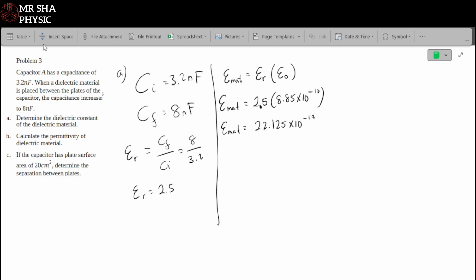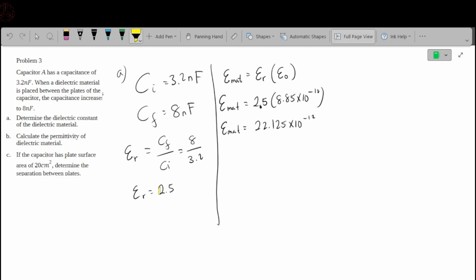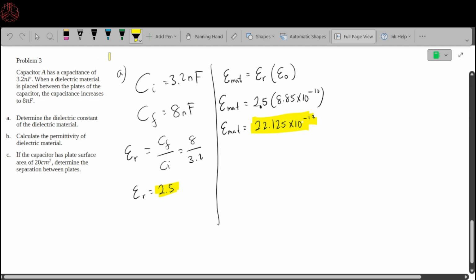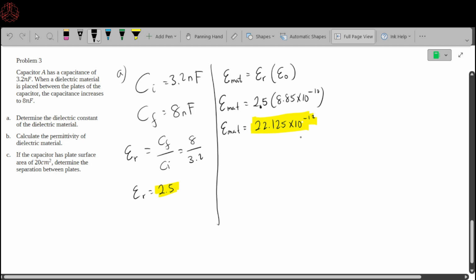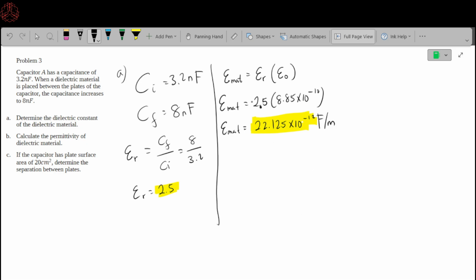Okay, so let me just highlight the answers that I've had so far. I have 2.5, and then I have this value, 22.125 times 10 power of negative 12, and the unit that we should use is actually farads per meter. Okay, so I'm going to have farads per meter. Okay, this is B. Okay, now for C, there is actually two ways of doing it.